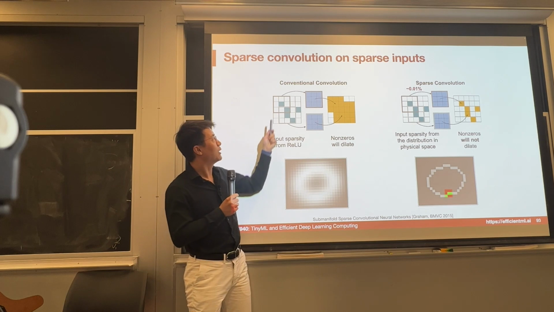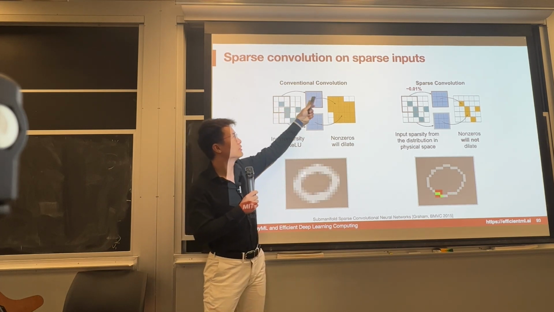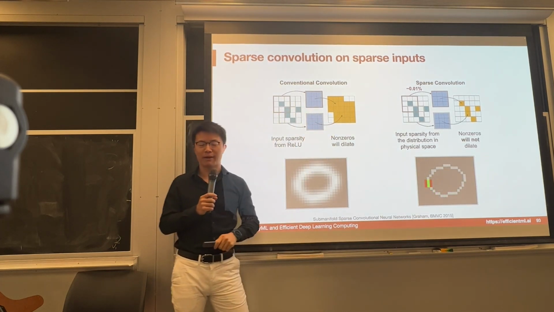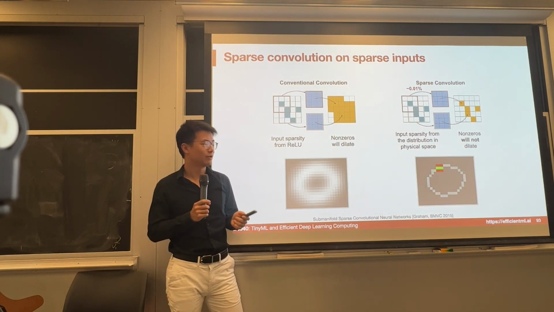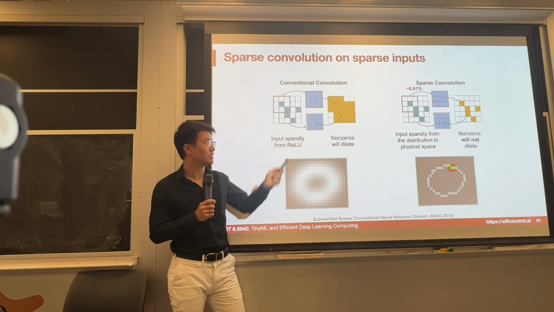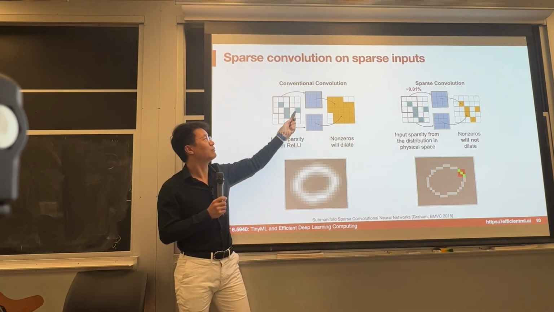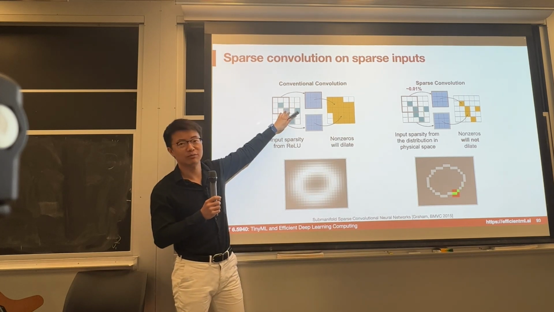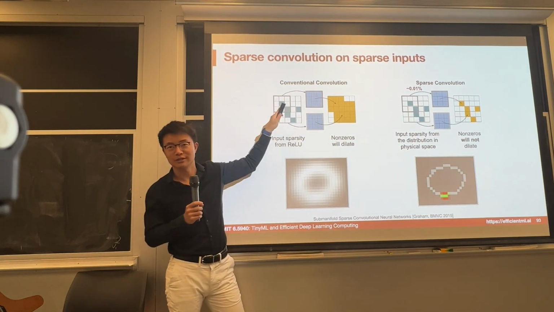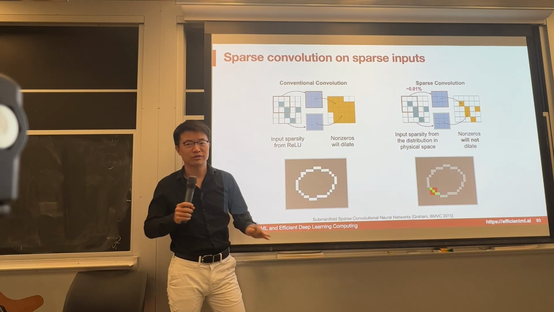You have an input feature map, the weight, the output feature map. The problem is that the more you convolve, the denser you will get. So say initially you have 5 points in the space. Like, for example, this is a point cloud or particles in physics, or there are lots of such representations.